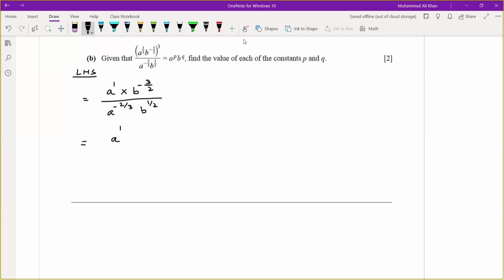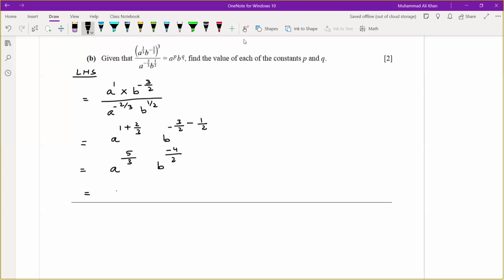अब आप देखें डिनोमिनेटर में सेम बेस मिल रही है a with -2/3. जब ये ऊपर आएगा तो क्या हो जाएगा, +2/3. Here it is b -3/2. डिनोमिनेटर में सेम b, जब ये ऊपर आएगा तो क्या हो जाएगा, -1/2. Now the value of a is, एलसीएम लिया गया 3 से, so it will be 5/3. द पावर ऑफ b जब एलसीएम लिया गया 2 से, तो it will be -4/2.